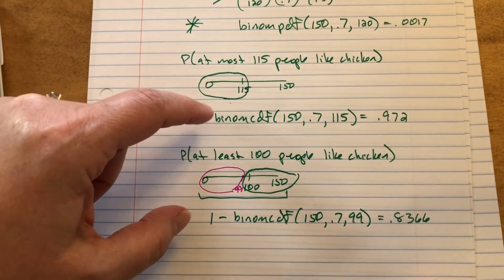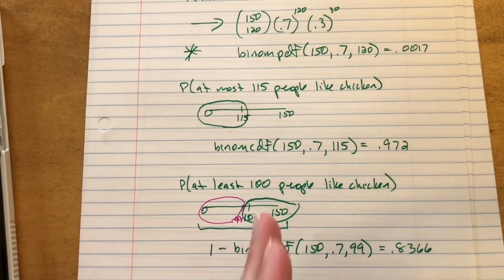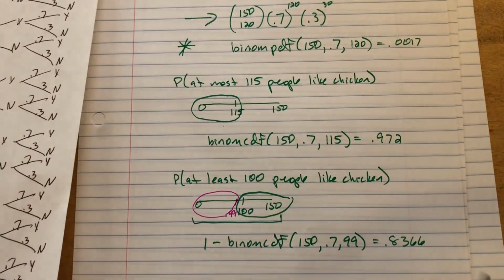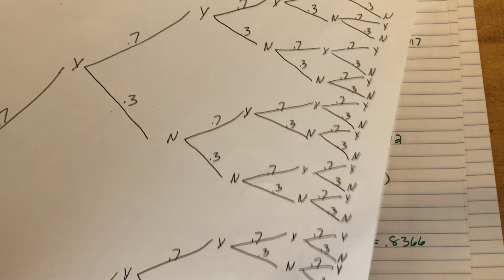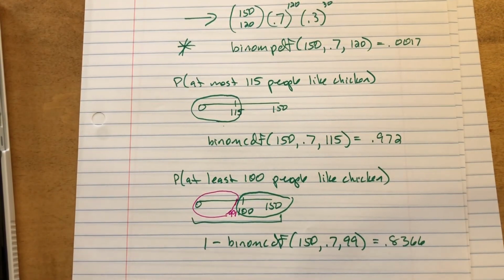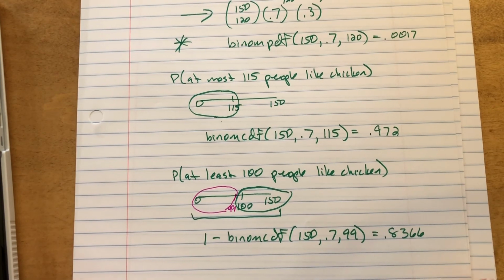So knowing how to use your PDF and CDF, and then 1 minus CDF for anything accumulated to the right, is going to save you tons of time, because you will not have time to write a tree for 150 people. I mean, this was 5 people and it just fit on a whole page. I can't imagine how many pages it would take to do a tree for 100 people or 150 people.